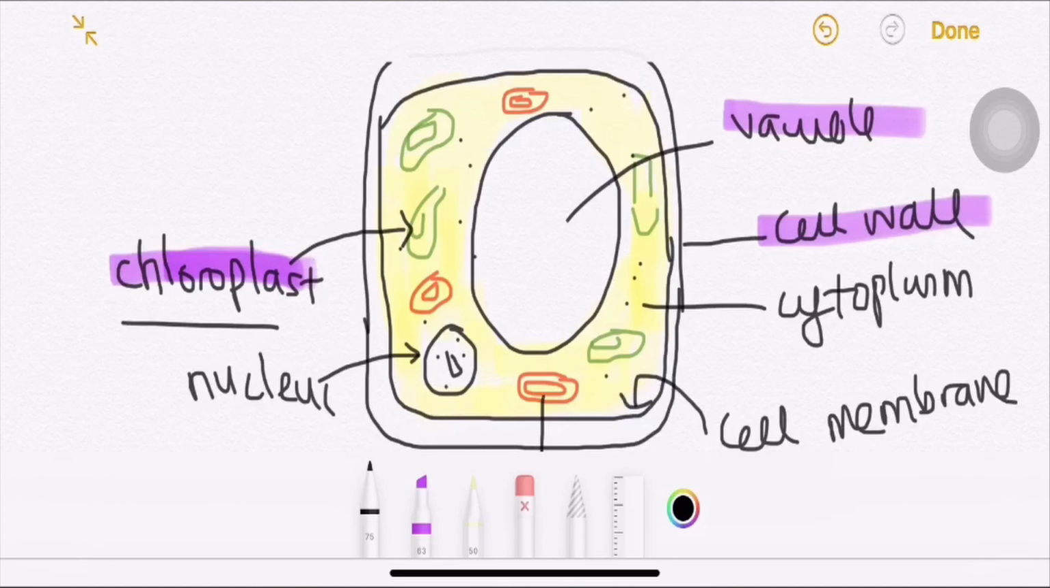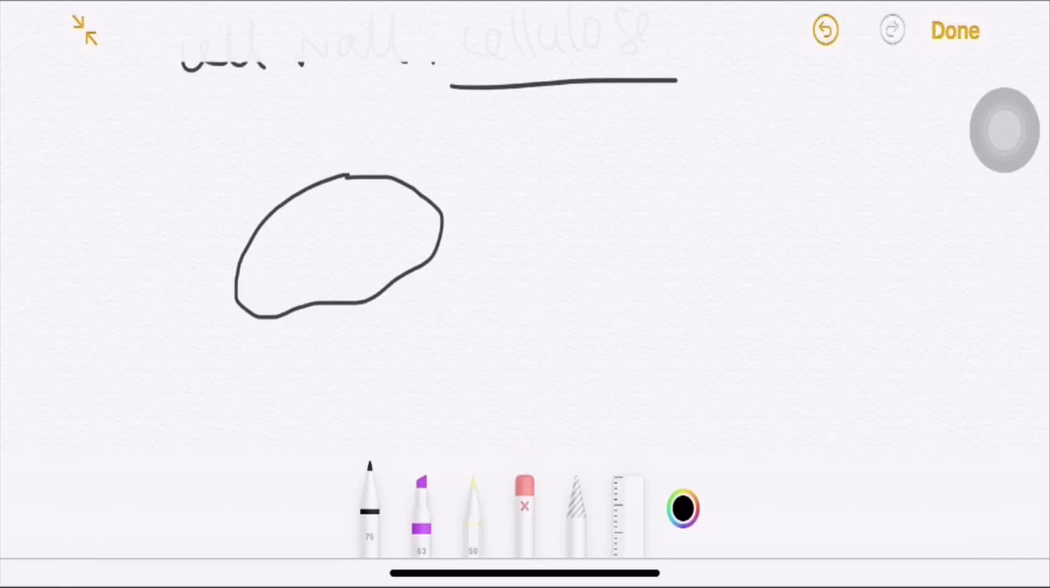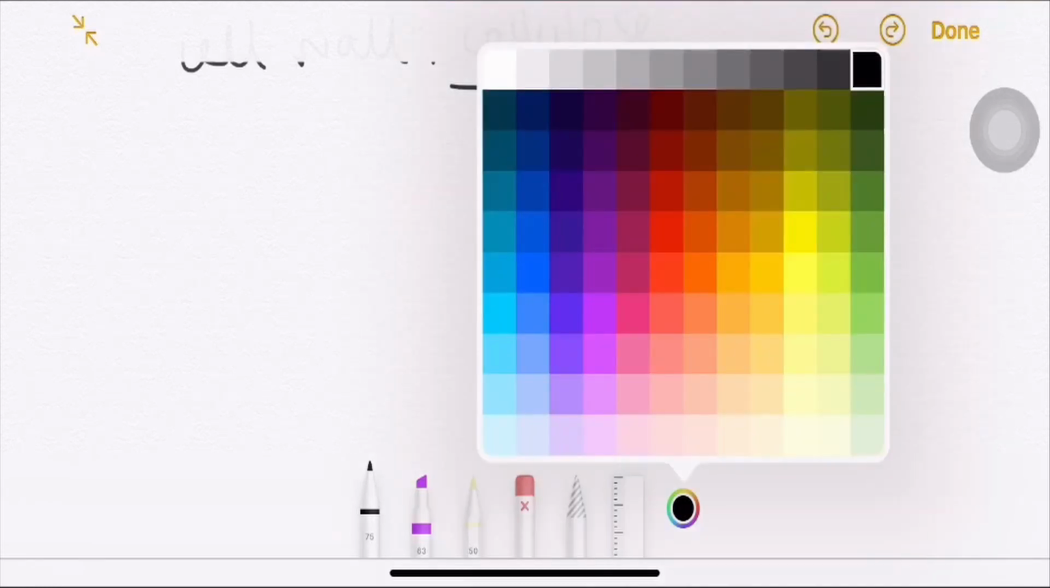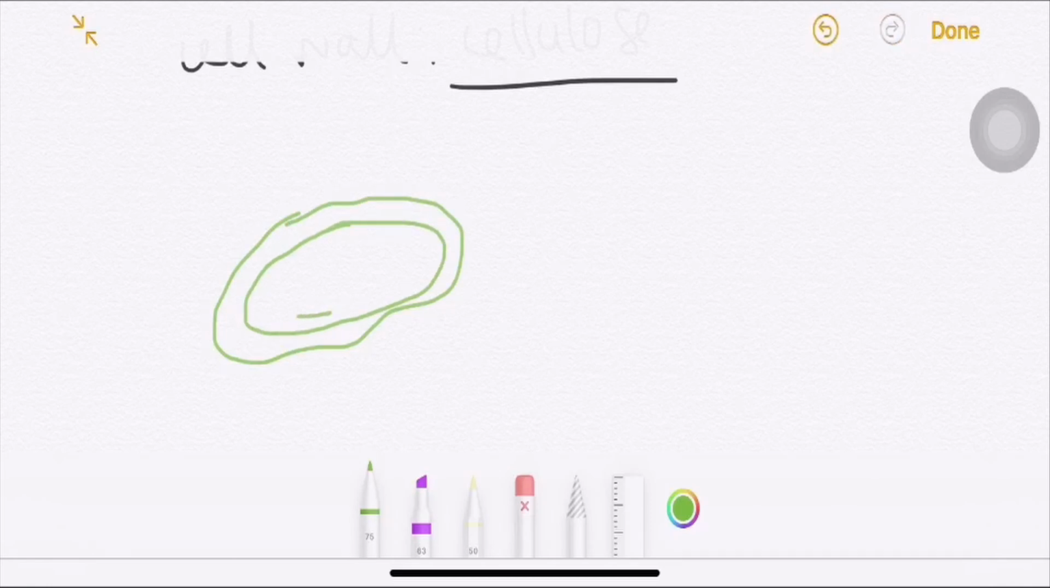Feature number 2, chloroplast. Chloroplast has a very similar structure to that of a mitochondria, which is why I have drawn them in two different colors. I was going to write freely permeable here, so you know that now. For the chloroplast, just to make things understandable, I will use the color green. Chloroplasts are also double membrane bound. They have a very important compound called chlorophyll, which gives them the green color.